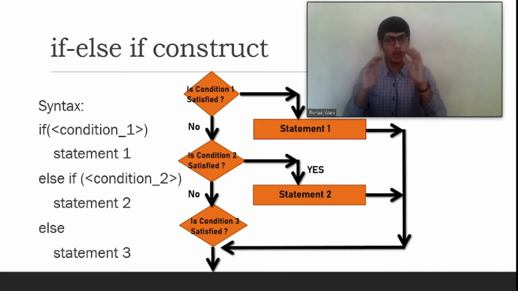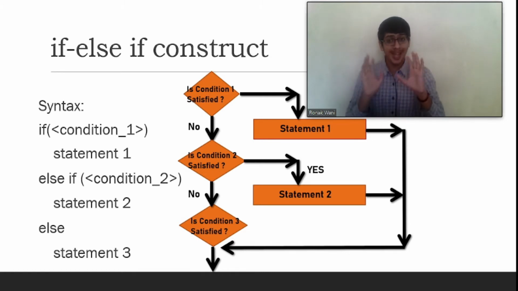So first the control checks whether condition 1 is satisfied or not, whether condition 1 is true or not, whether it matches the requirement of the user or not. If it matches the condition defined by the programmer, then statement 1 will be executed and the program will be terminated. Otherwise, it will go on to the else if condition.